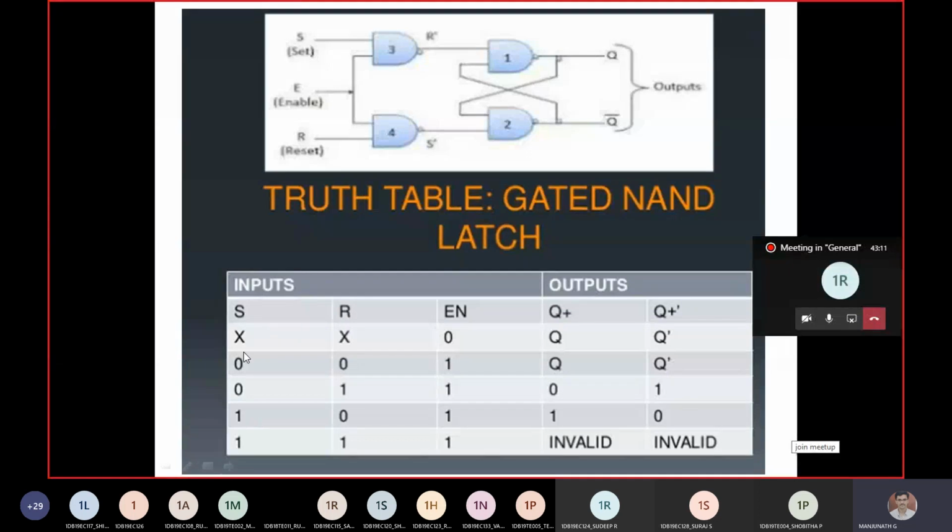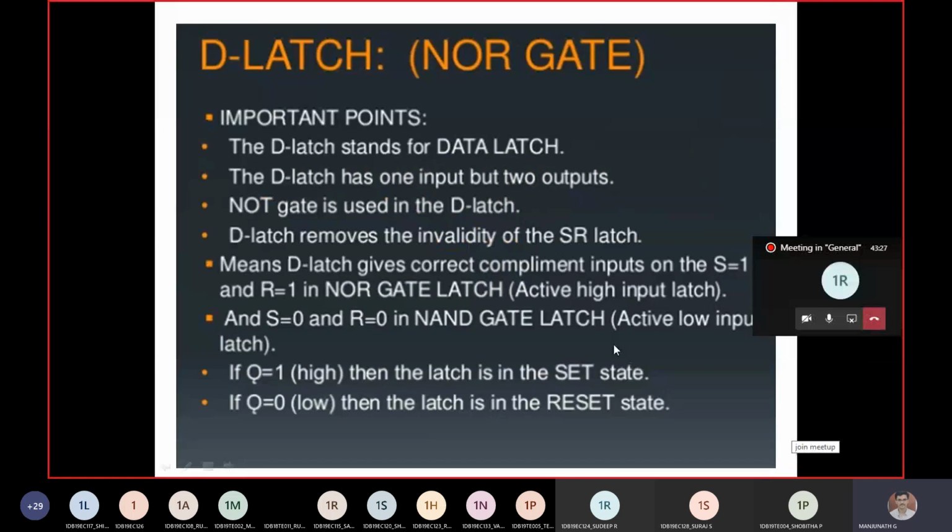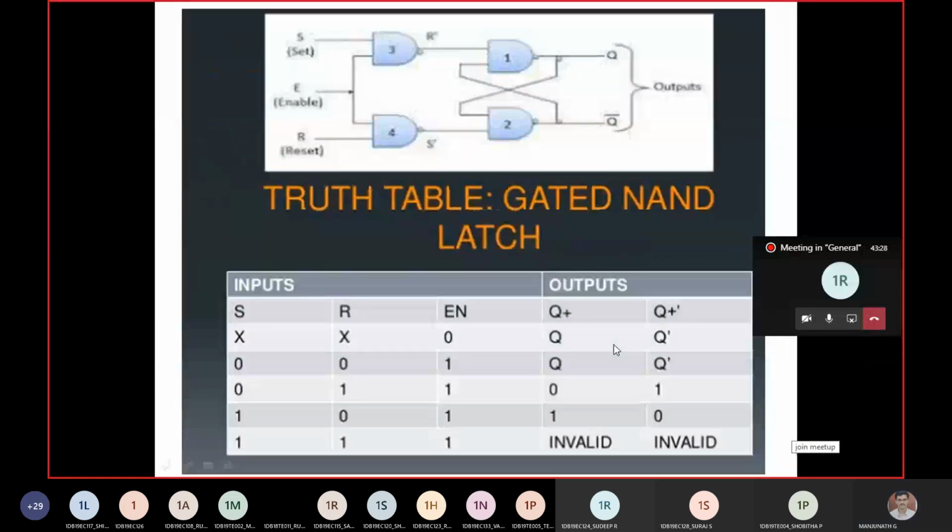So you can see, if the enable pin is in the don't care condition, irrespective of your set and reset, output remains same. Okay. So if enable pin is 1, look at the 0 0. Can anyone tell me why the first two things are same? Your XX condition with enable 0 and enable 1, output remains same. Why?